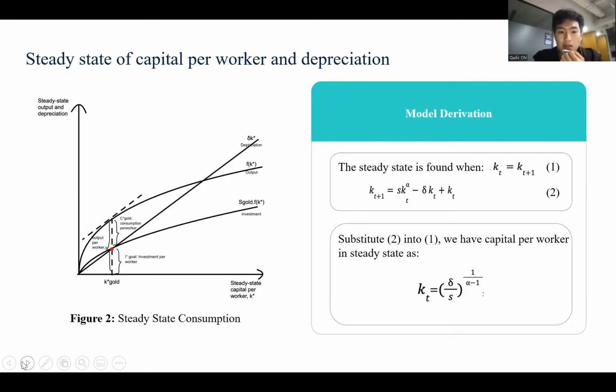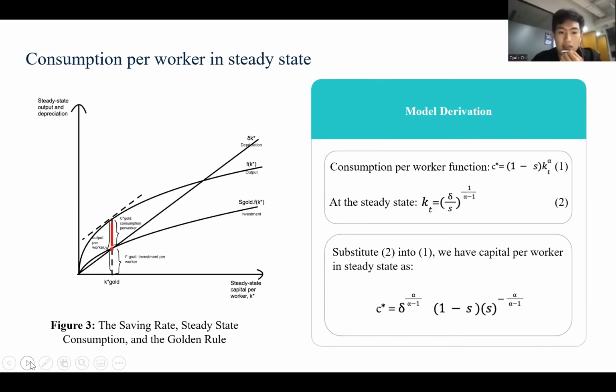Next slide, please. So now we are finding the consumption per worker in the steady state. We know C star is the total consumption of a worker at the steady state and is equal to their income minus their saving. This is function 1. In the graph, we can see the red line, the gap between the output curve and the saving or investment curve, is the consumption per worker at the steady state. So we substitute 2 into 1 and we have the consumption per worker in the steady state as follows. So next slide, please.